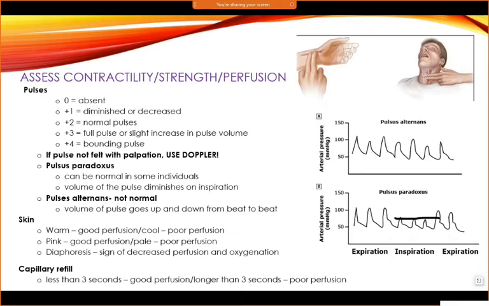Pulsus alternans is where every other beat is weaker than the beat before it. And that is not a normal finding.